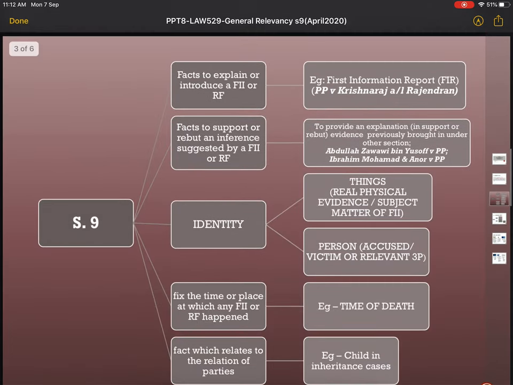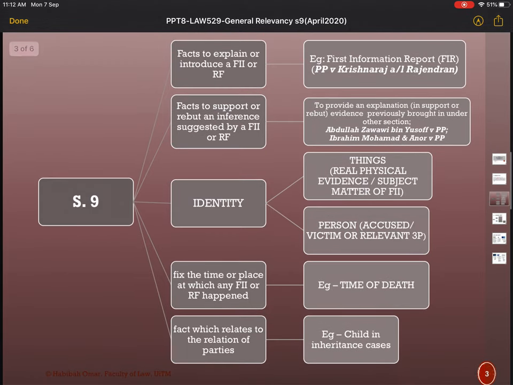Law 529, Section 9, Lecture 2. Okay, in our previous lecture, we looked at the general relevancy provision in Section 9.